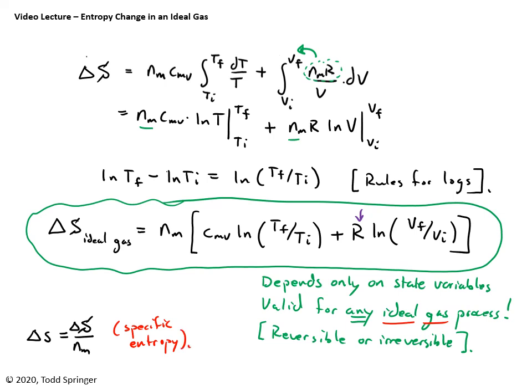If you want, you should go back to the previous lecture where I talked about free expansion of an ideal gas or isothermal expansion, and you could use this formula in both of those cases and you would get the right answer. So this formula is very, very powerful for calculating entropy change of an ideal gas.